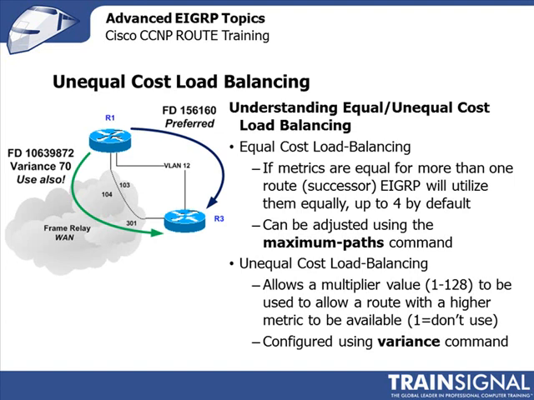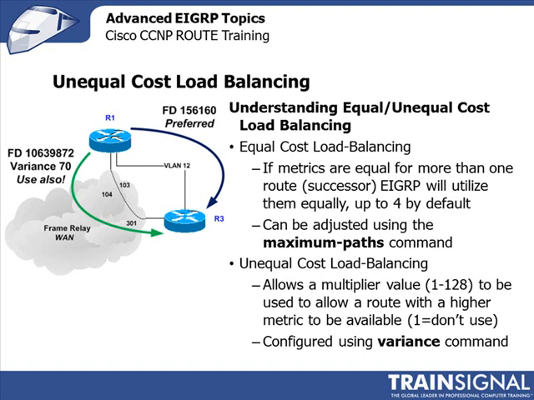Now to begin with, equal cost load balancing, to understand both the concepts, is the idea that if metrics are equal for more than one route or successor in the EIGRP topology and IP routing tables, the protocol will use them equally, and the default is up to 4. Obviously, there are more that can be configured. If, for some reason, there was a desire to have more than 4 routes, it would just simply be adjusted using the maximum paths command under EIGRP. However, the distinct feature we want to take a look at is unequal cost load balancing.